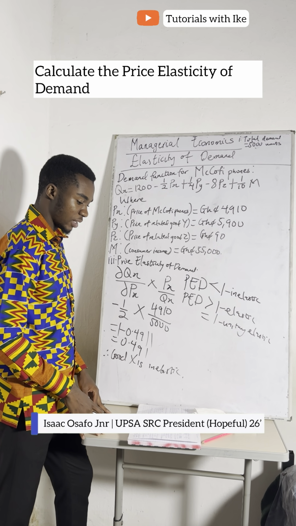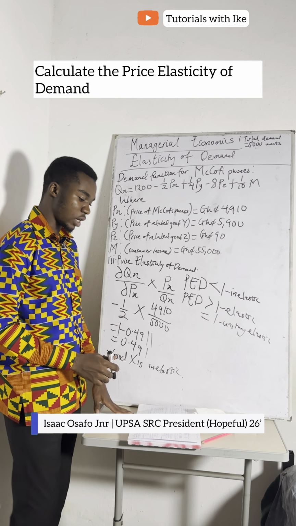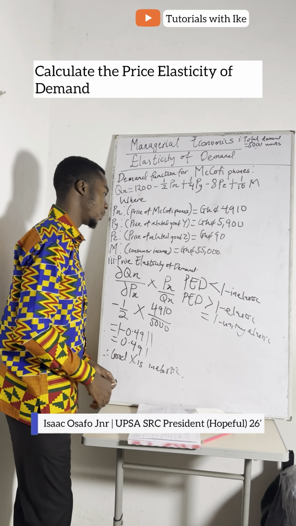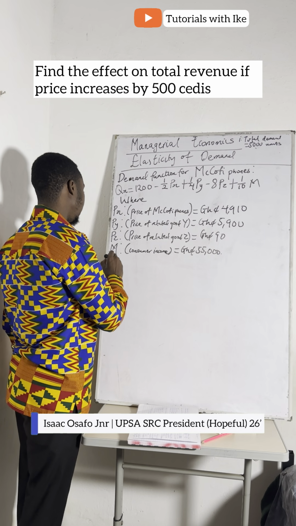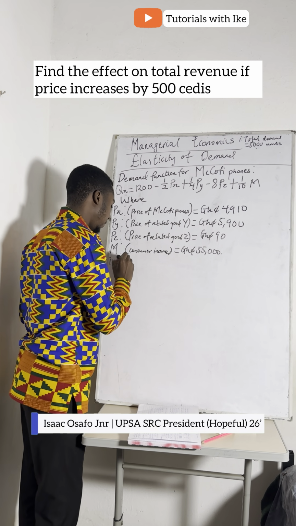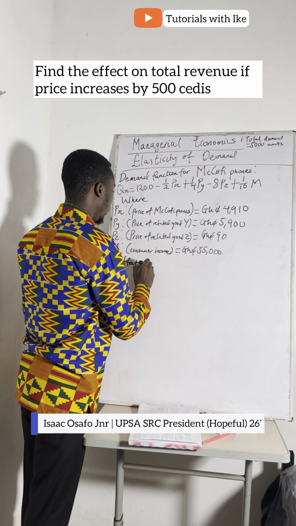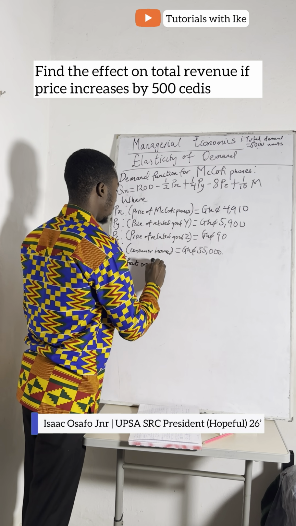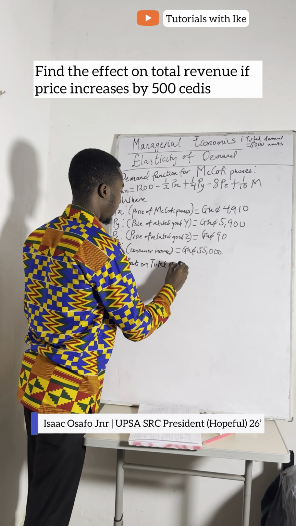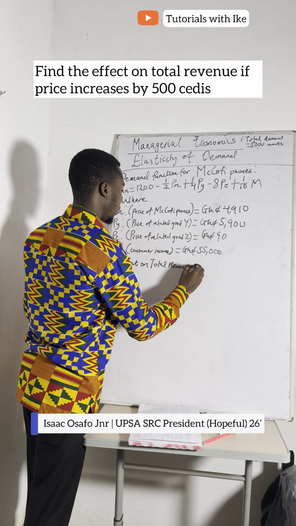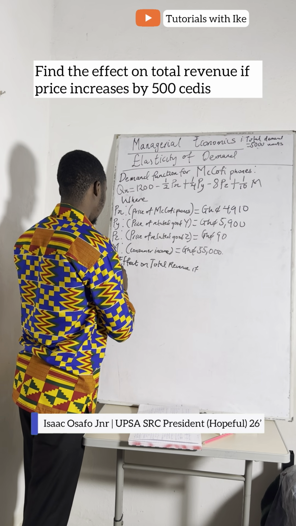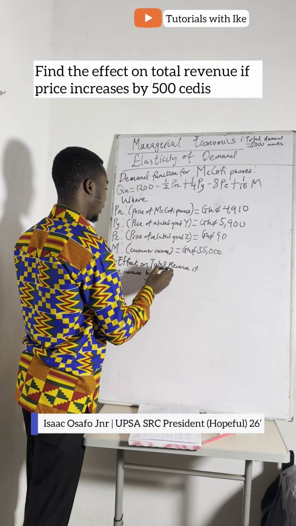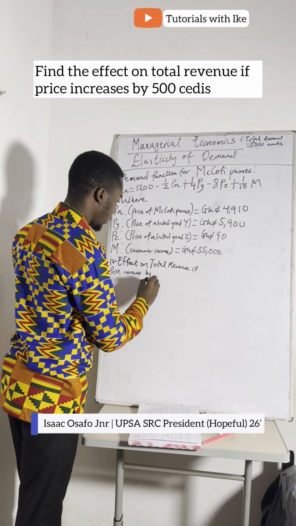Now let's go to the IVN. The IVN says that we should find the effect on the total revenue if price increases by 500 cedis. All right, so let me clean the board so that we solve for it. All right, so the IVN, they say we should find the effects on total revenue if price increases by 500 cedis, right? 500.